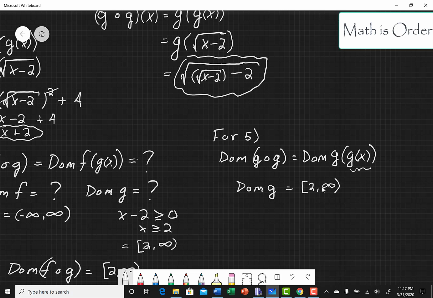But we still have to find out if there's any restrictions on the composition function here, g composed with g of x. So this is not enough to give us the domain of the composition function. So what we do is we're going to set what's excluded from the domain of the inside function.